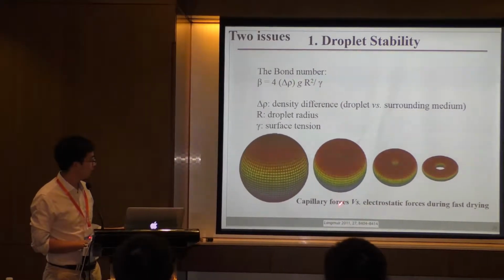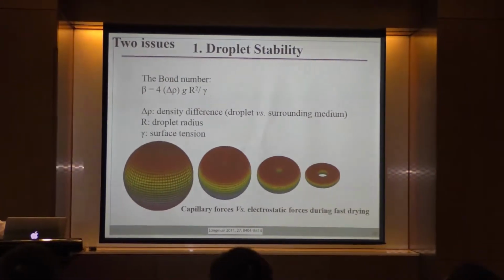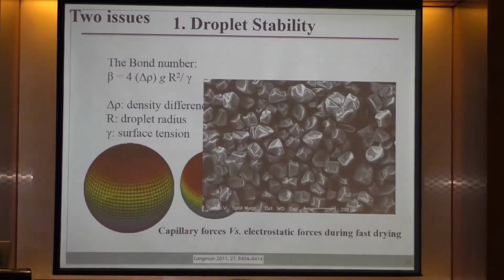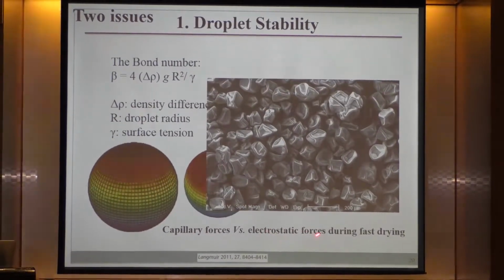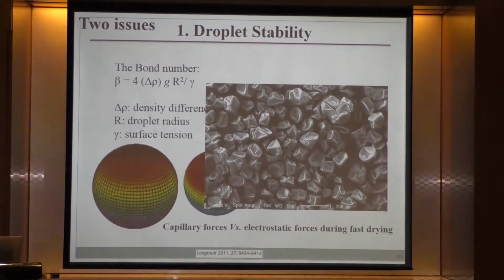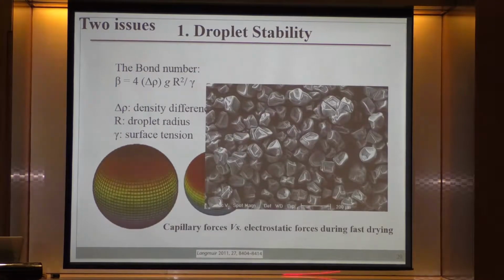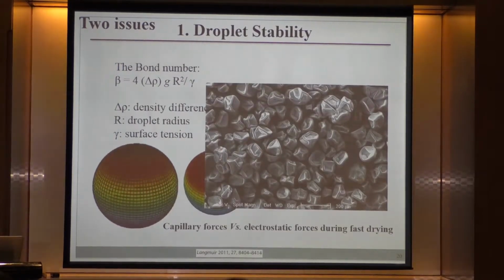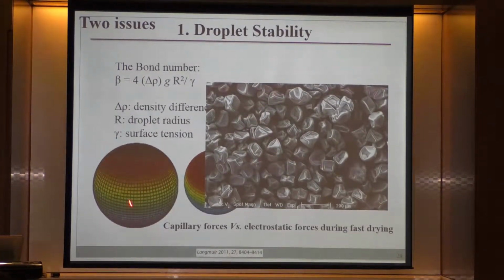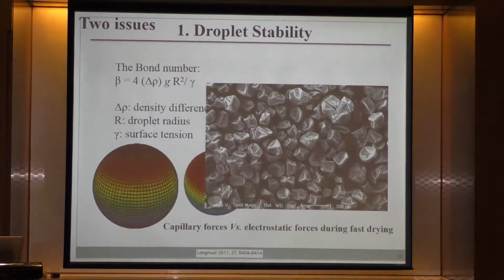And this depends on the capillary forces and the electrostatic forces. For example, if the electrostatic forces of the molecules inside the liquid droplet are smaller than the capillary forces, capillary forces meaning that during drying, there will be gaseous product coming out from the liquid droplet, and then there will be capillary forces. And then we will get this kind of crumpled or D-shaped microspheres.